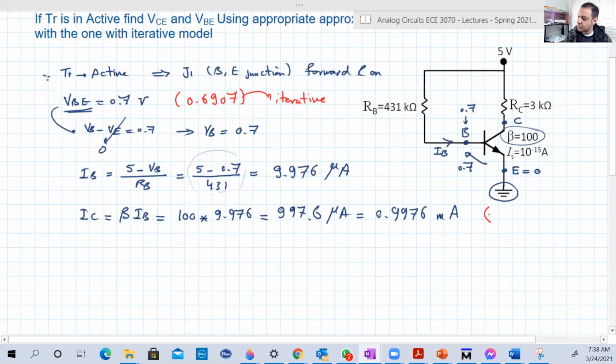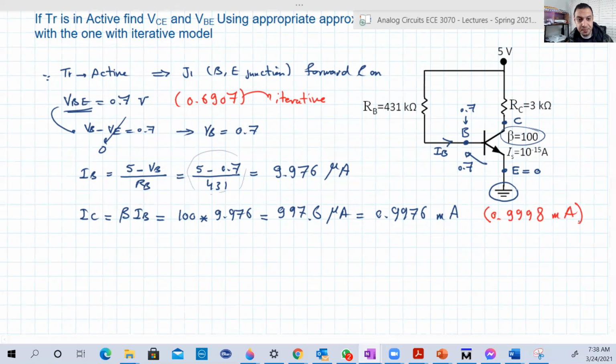Again, compare this to what we got iteratively last time, which was 0.9998 milliamperes. They are really close to each other. So this approximate solution is really good. It will save your time, and in a very short time you can get the answers you want without heavy computations. But again, it's not the case all the time. With this approximation you might again get errors between 10% and 20%, which is again acceptable.